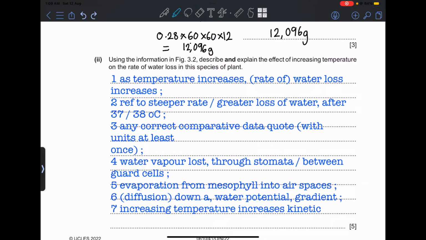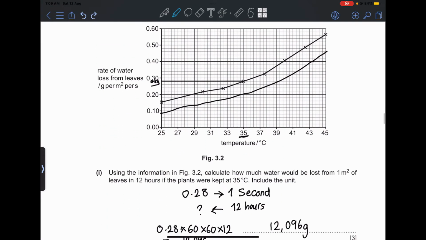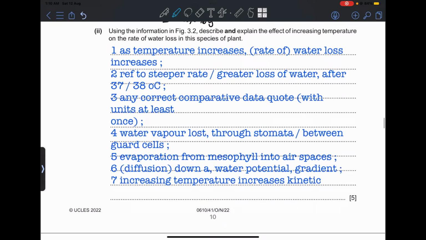So first of all, it says as the temperature increases, the rate of water loss increases. We can see over here in the graph that as the temperature increases, the graph goes up and it becomes steeper. So this is a proof of the point. Another one is I can see that after 37, the rate of water loss has become much steeper and it increased very much.